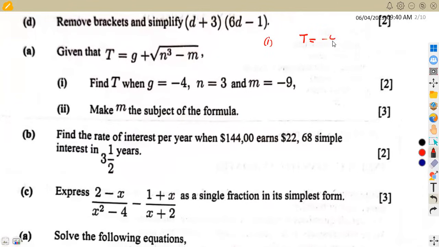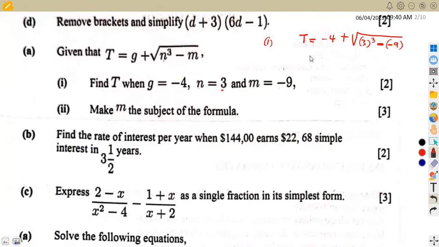So this is going to be -4 plus the square root of n to the power of 3. That's n to the exponent, of which our n here is 3. So it is going to be 3 to the exponent of 3 minus m. Our m is a -9, so it's going to be minus 9 like this. So it's a minus for the formula, then the minus for the letter m.